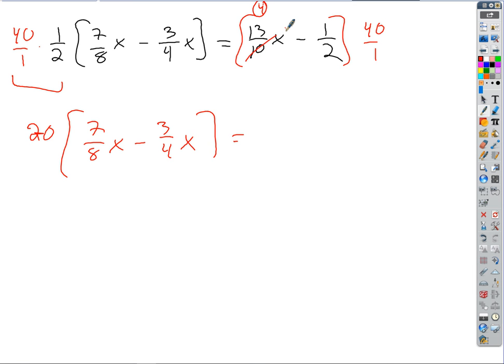So 4 times 13, just double it twice, right? If I multiply by 4, 13 doubled is 26, doubled is 52. 40 over 2, 20 times 1. Okay, so the right side's taken care of.